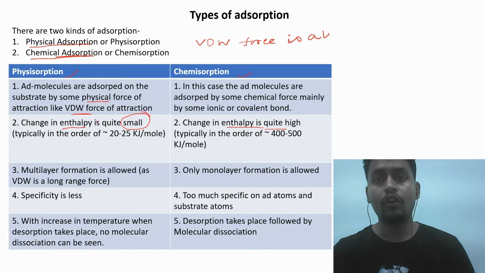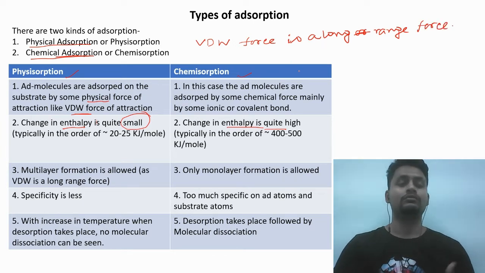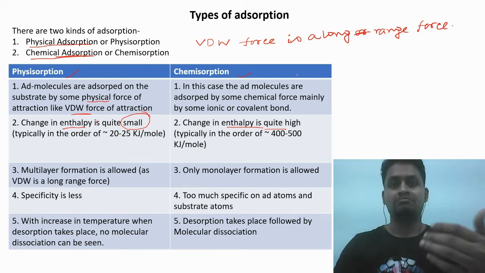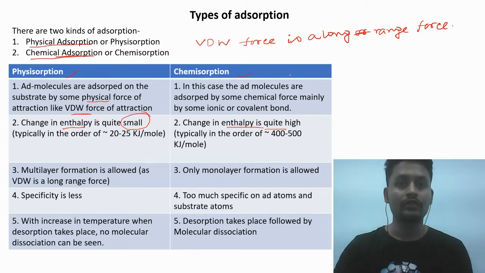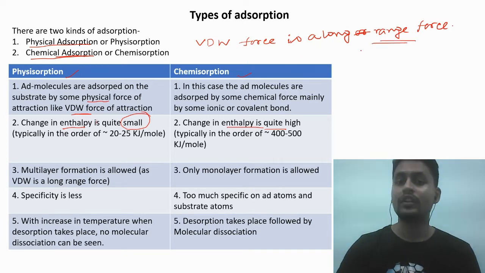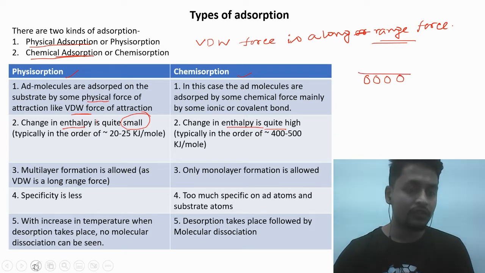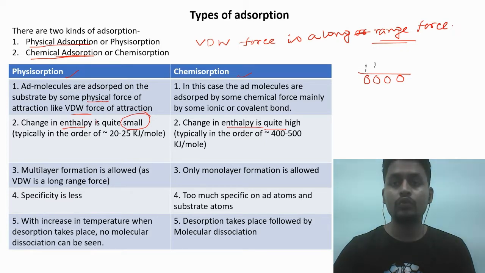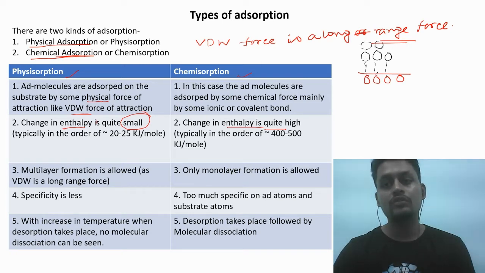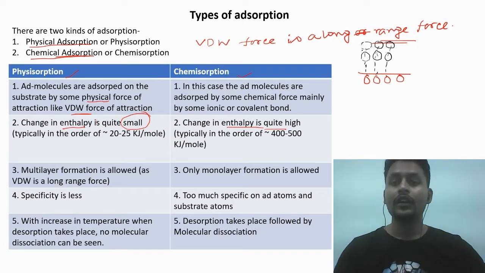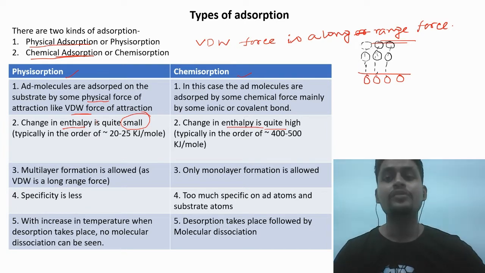Now, we know this van der Waals force is a long range force, right? It means the force can be felt up to a very long range. The intensity of the force will be different depending upon the distance, but it is a long range force. So one can think of multilayer formation, because this is nothing but a weak interaction. The intensity of the force will be different, obviously, but there will be molecules. So in case of physisorption, multilayer formation is possible.